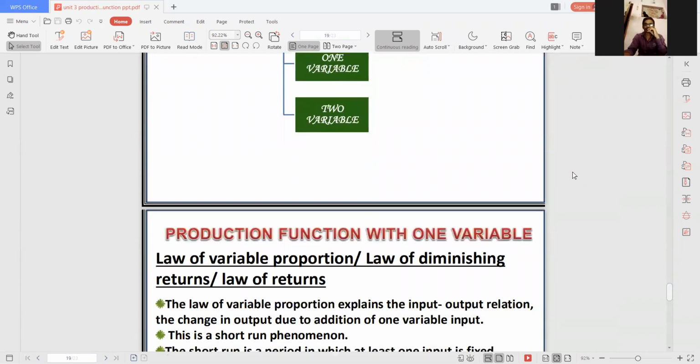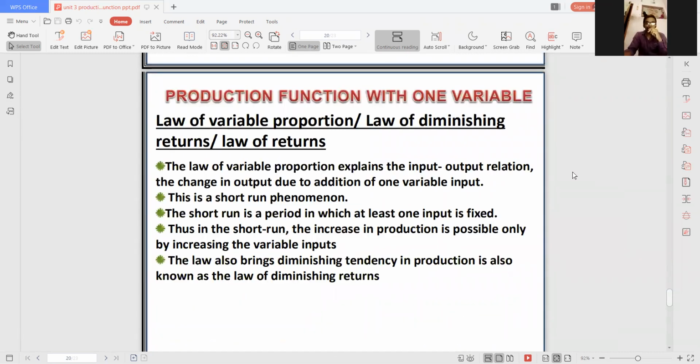Next slide. Production function with one variable. In the previous concept of two variables, we change two variables, capital and labor, or technology and labor, in order to bring the desired level of output. But here in this case, we are going to change only one input factor rather than two input factors.